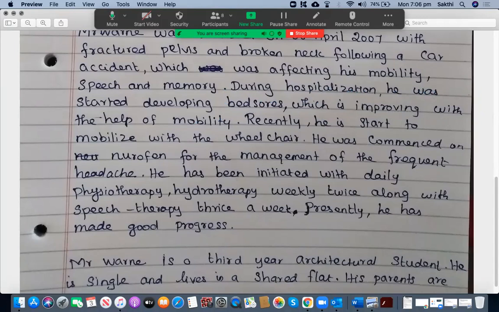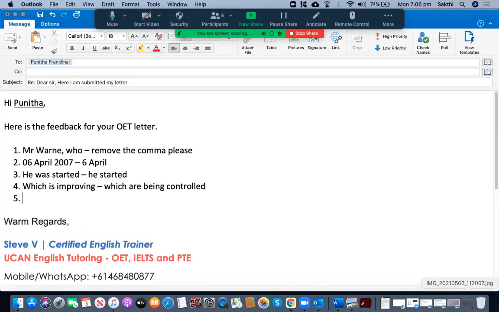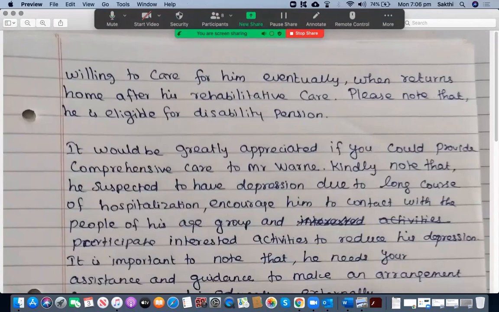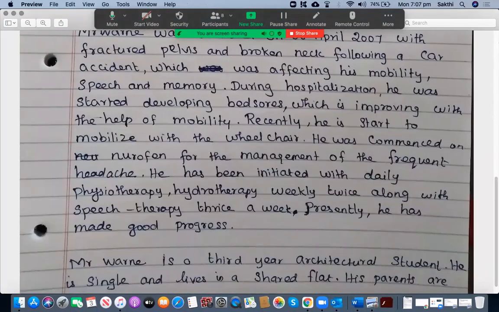However, instead of saying which is improving, you can say which are controlled. Okay, so you can say, for example, which is improving. Instead of that, what you could have done is which are being controlled. Okay, so you could have mentioned it, okay. Which are being controlled with the help of, where is that? With the help of, sorry, I think it's somewhere on the next page. Sorry, yeah, with the help of mobility. That's good. Recently, he is start to mobilize. Okay, we can't use is with the verb. You can't say I am come.